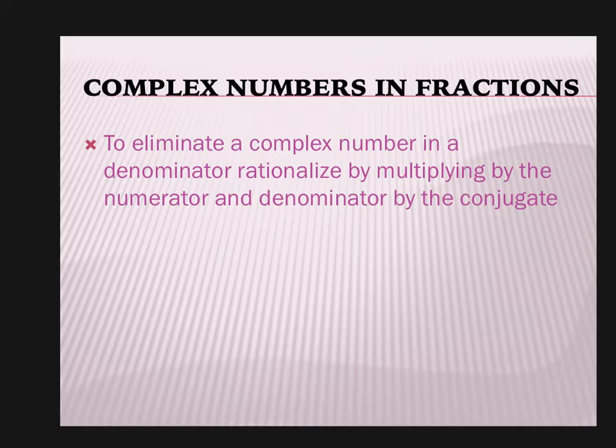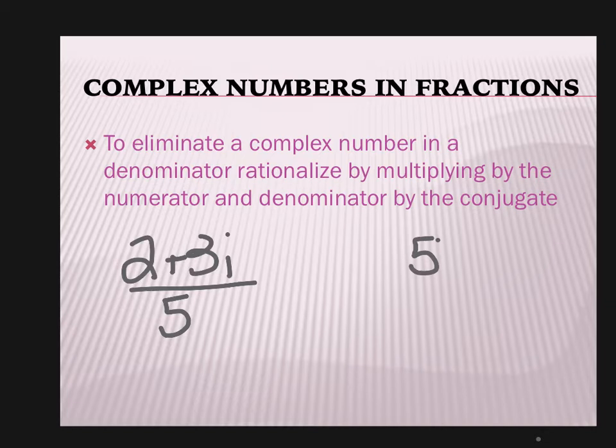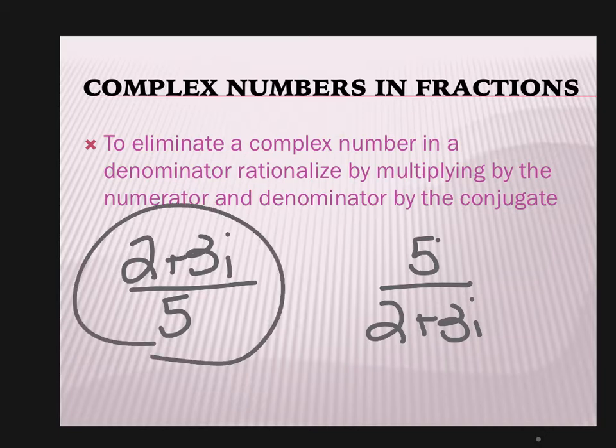So as an answer or part of a problem, if I had 2 plus 3i, let's just say, over 5, that's totally fine, okay? Because an i, a square root, can be in the numerator, but I can't reverse that. Like 5 over 2 plus 3i would not be okay. I'd rationalize this by multiplying both the top and the bottom by 2 minus 3i, or the conjugate, okay? So this is okay, this is not. This would have to be rationalized.